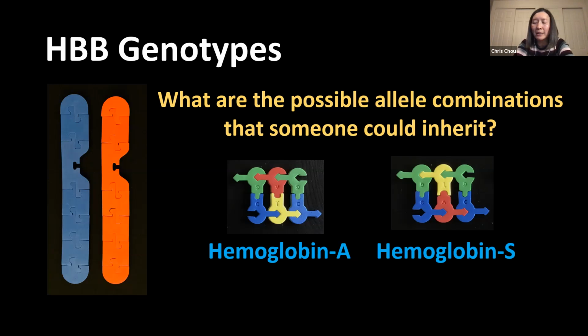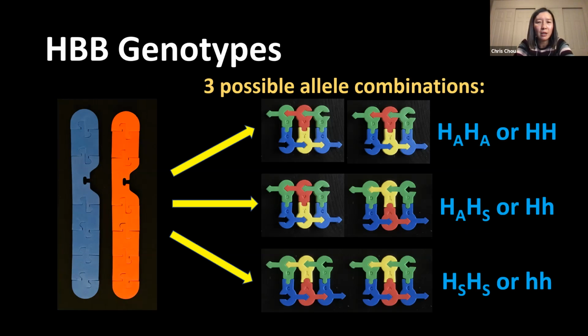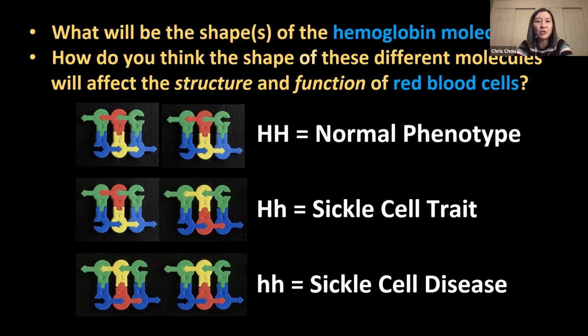Going back to the DNA, we constructed hemoglobin A and hemoglobin S at that location. Students can take a look at different combinations you could inherit. You could have 2 copies of normal beta globin, 1 copy of the normal version and 1 copy of the abnormal version, or 2 copies of the abnormal version. This is where we get those genotypes from, assigning letters to represent these different alleles, or variants, of this gene.